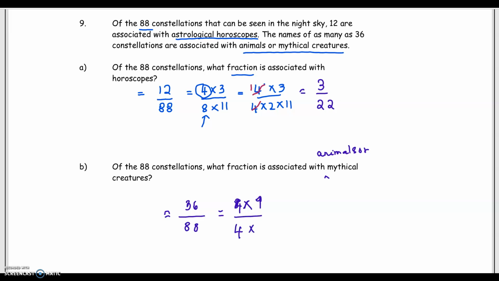4 times 22 is 88, because if we divide 88 by 4, 4 times 2 is 8, subtract, bring the 8 down, 4 times 2 is 8, subtract, and you get a 0. So the 4's cancel and you get a 9 out of 22.